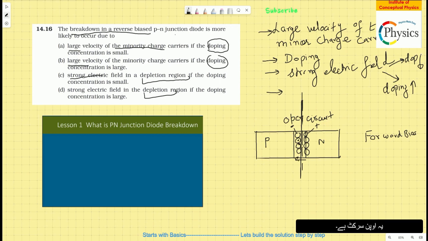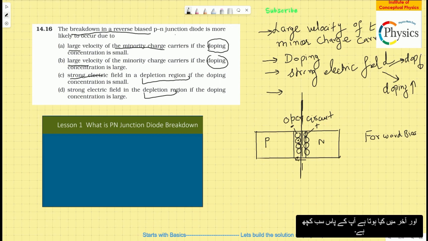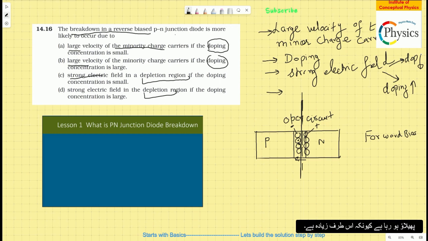This is open circuit, and finally what happens is you have diffusion happening, because the P side has more holes, they diffuse, and the N side has more electrons, diffusion happens, they move in the reverse direction, and finally there is a formation of a junction barrier or a depletion region where recombination happens, and immobile ions. So this is open circuit.